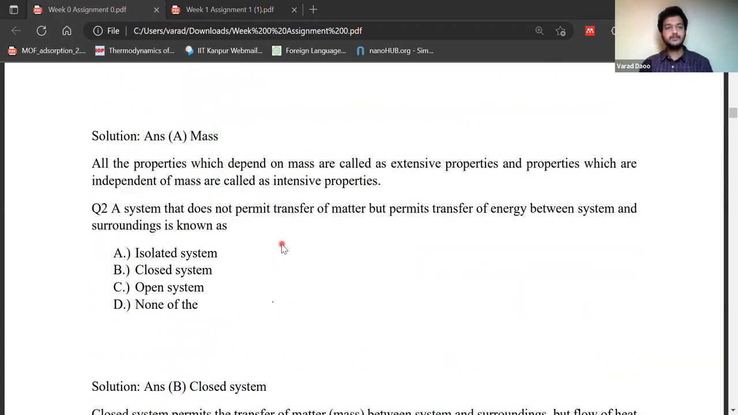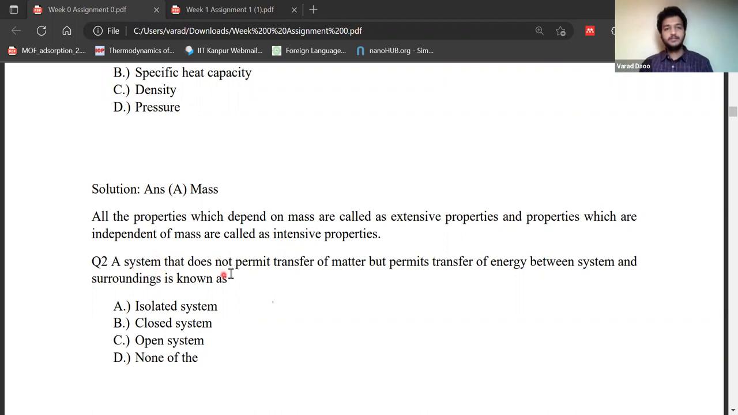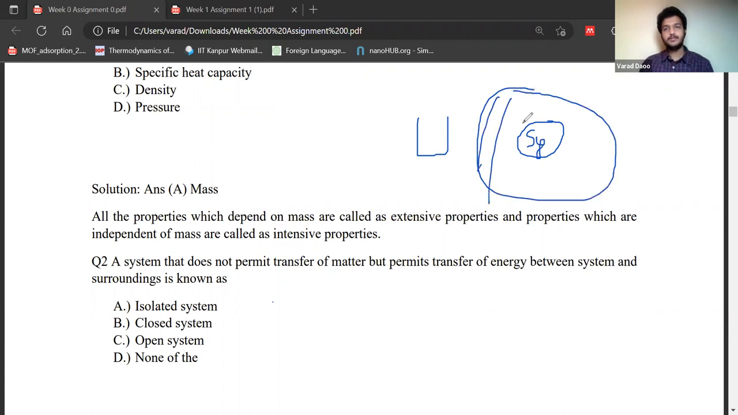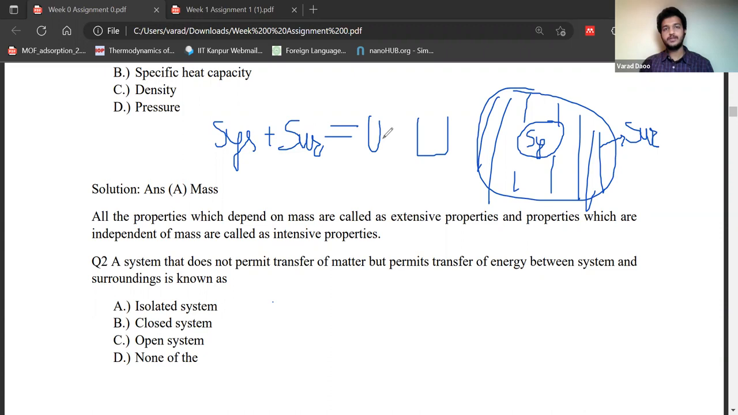So let us understand the question, right? A system that does not permit matter. So first of all, let us understand what is a system. In thermodynamics, we have two things, right? A system, let's say this is a system, and this is the surrounding. The highlighted part is surrounding, right? So system plus surrounding equals universe.